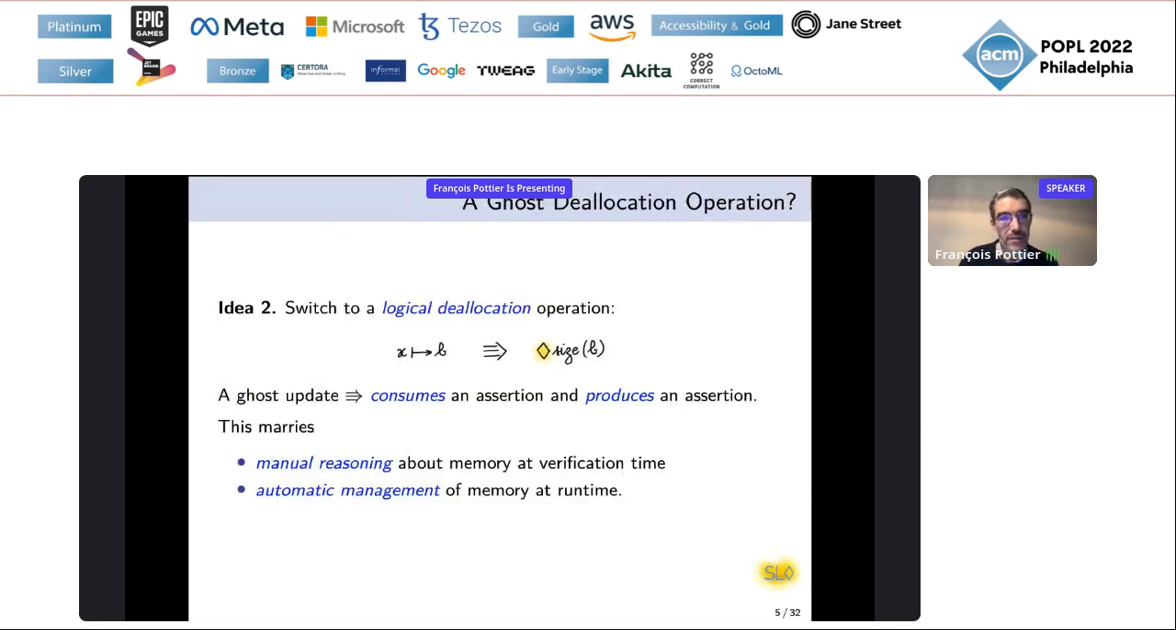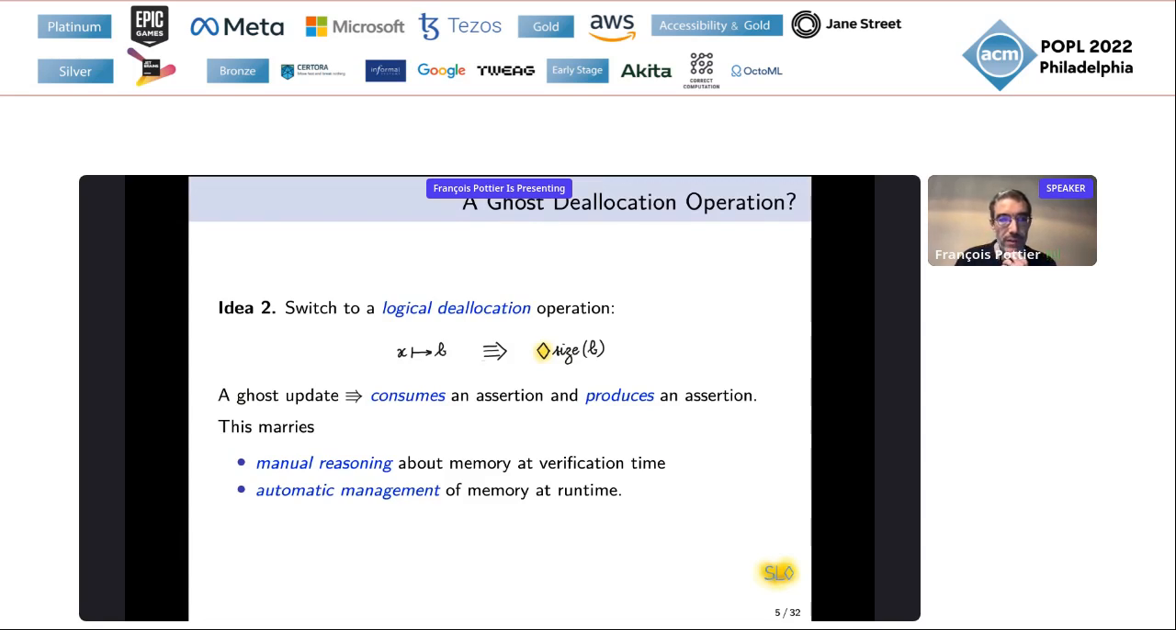The second idea to address this problem is to keep a deallocation operation, but view it as a ghost operation, an operation that is no longer visible in the source code of the program, but an operation that the person who verifies the program can explicitly apply when he or she wishes. So this is what we call logical deallocation.